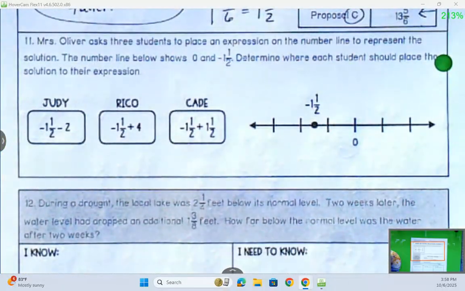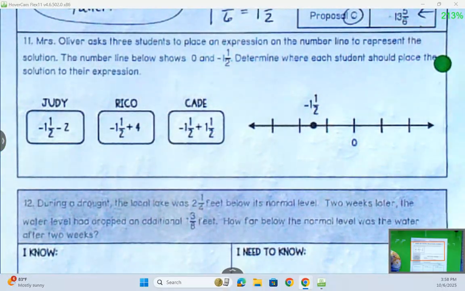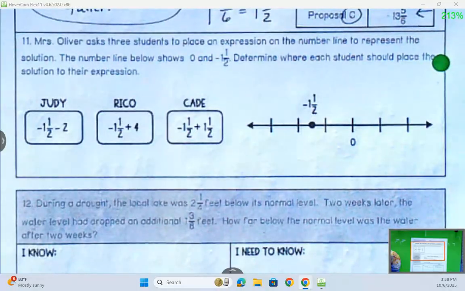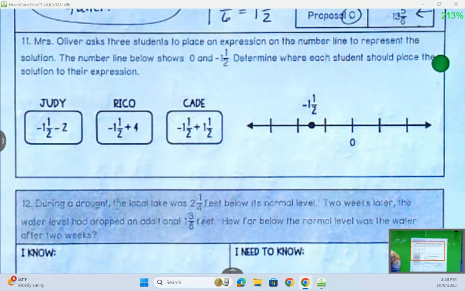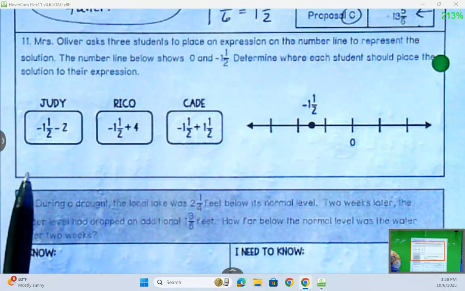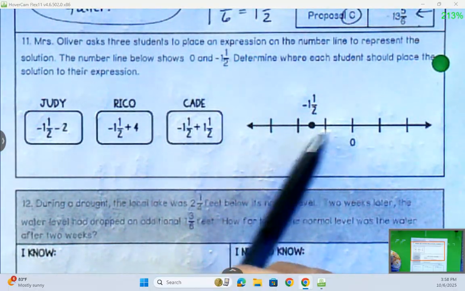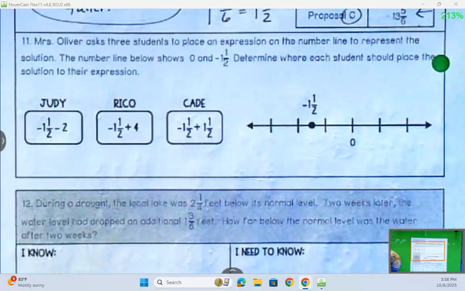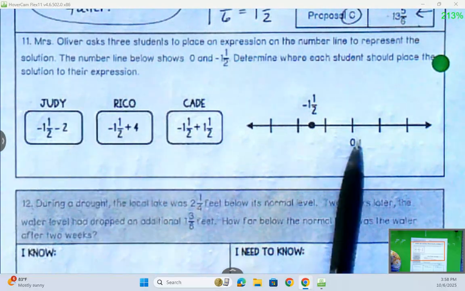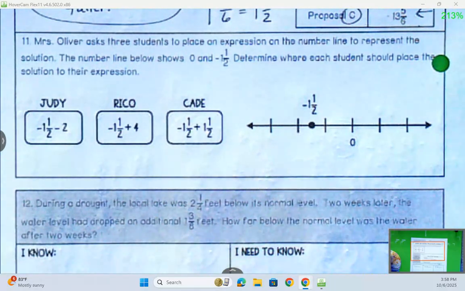Okay, Mrs. Oliver asks 3 students to place an expression on the number line to represent the solution. So we have Judy, Rico, and Kate here with their numbers. The number line below shows 0 and negative 1/2. Determine where each student should place their solution to their expression. So once the students work that out, they'll be placing it up here.